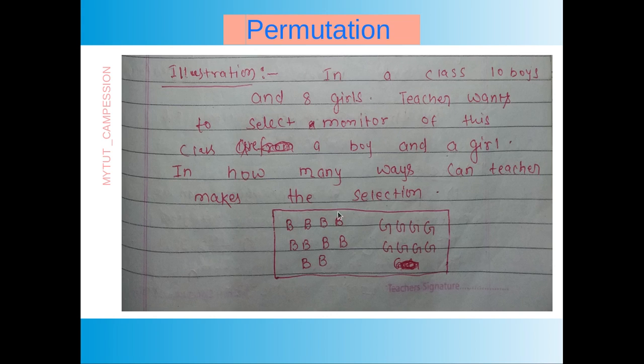If I select anyone from the 10 boys, my first work is completed. Then if I select anyone girl from the 8 girls, it completes the second work in 8 ways. So a boy is selected in 10 ways and a girl in 8 ways to complete both tasks. When the selection is done by both, how many ways do we have? 10 into 8, 80 ways.